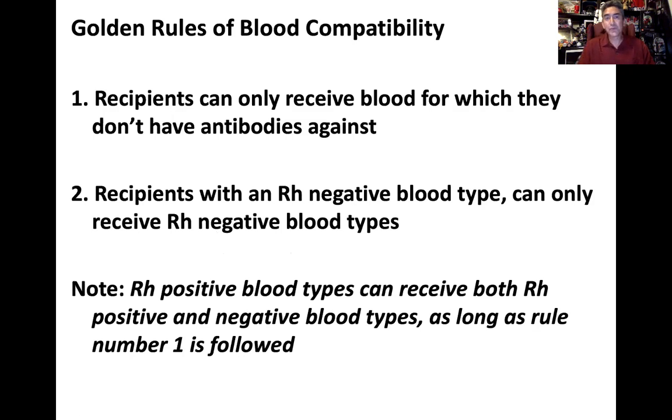Okay, so let's look at some golden rules of blood compatibility. Recipients can only receive blood for which they don't have antibodies against. Recipients with Rh negative blood can only receive Rh negative blood types. It's important, right? So one, you can't have antibodies for the blood you're receiving. And two, if you're negative, you can only receive negative. Rh positive recipients can receive both Rh positive and negative as long as rule number 1 is followed.